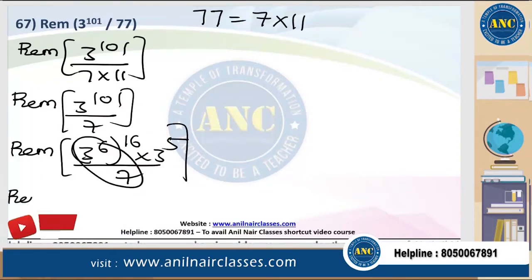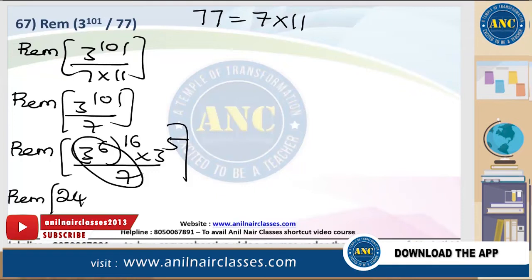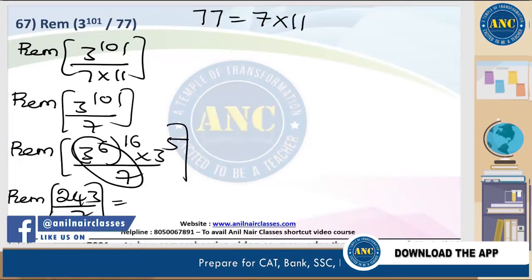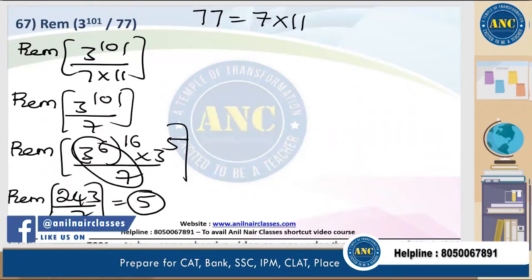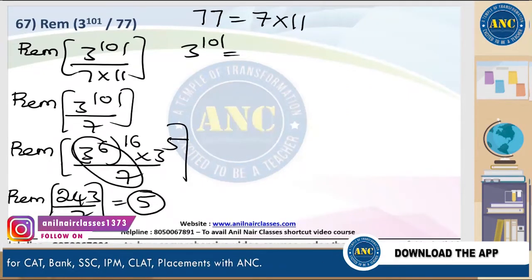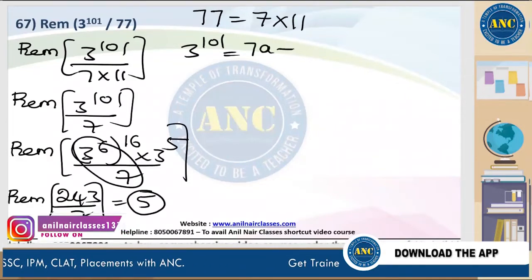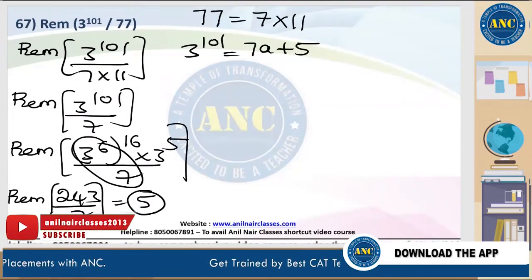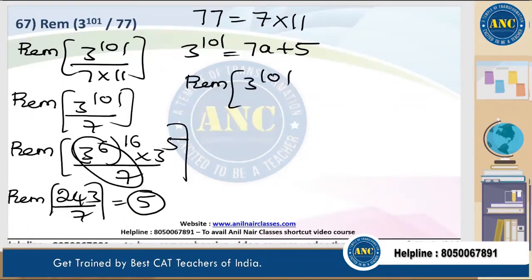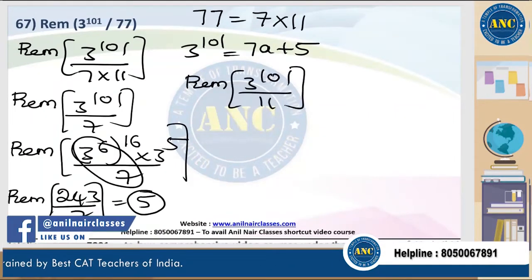3 power 5 is 243. 7 3s are 21, 33. 7 4s are 28, 5. So 3 power 101 when divided by 7, remainder is 5. 7a plus 5. Similarly, when it is divided by 11, 3 power 101 divided by 11.